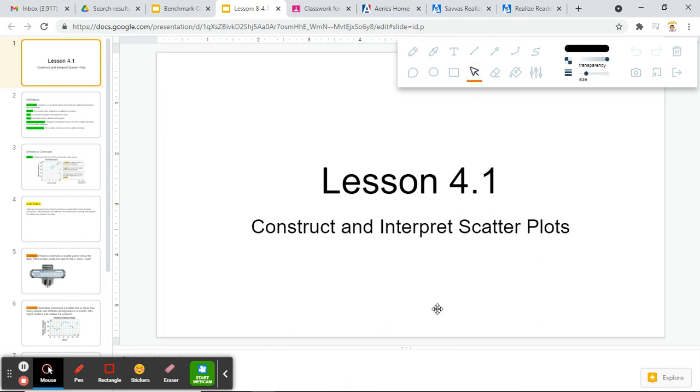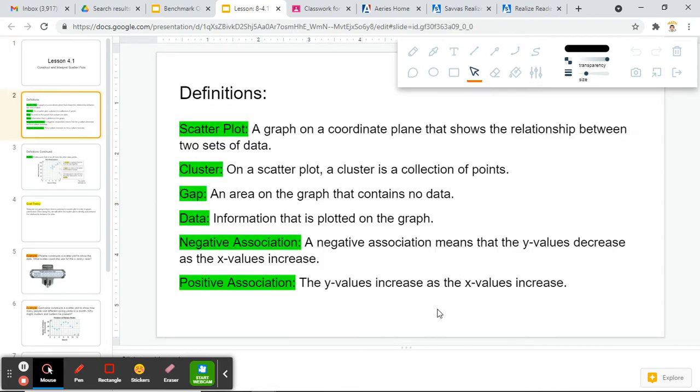Hello class, today we're going over lesson 4.1, how to construct and interpret scatter plots. So let's start off with our definitions for today, and we have a lot of them, so you might want to pause the video to get these down here. So start with the scatter plot. A scatter plot is a graph on the coordinate plane that shows the relationship between two sets of data.